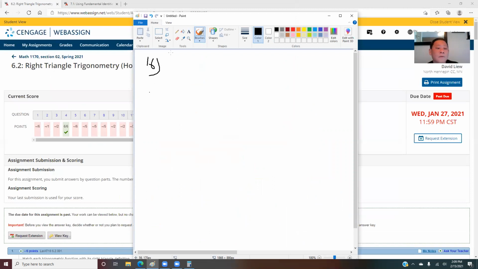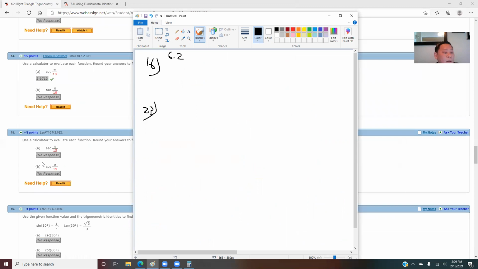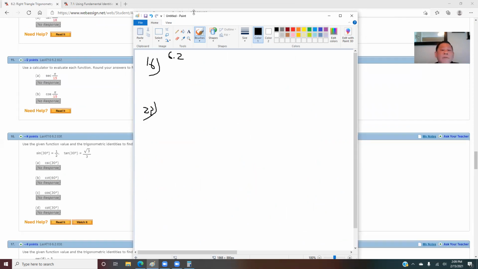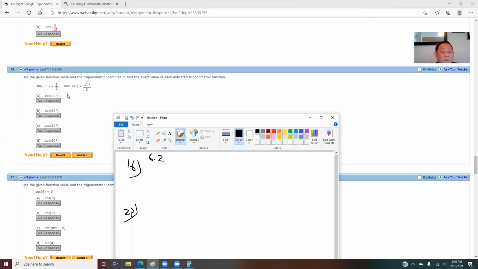16, 6.2. And 23? Yeah. All right, 16. Go all the way down here. So using a given value, find the exact value for this case. So sine 30 degrees is half and tangent is root 3/3. So you have to find what is cosecant 30.